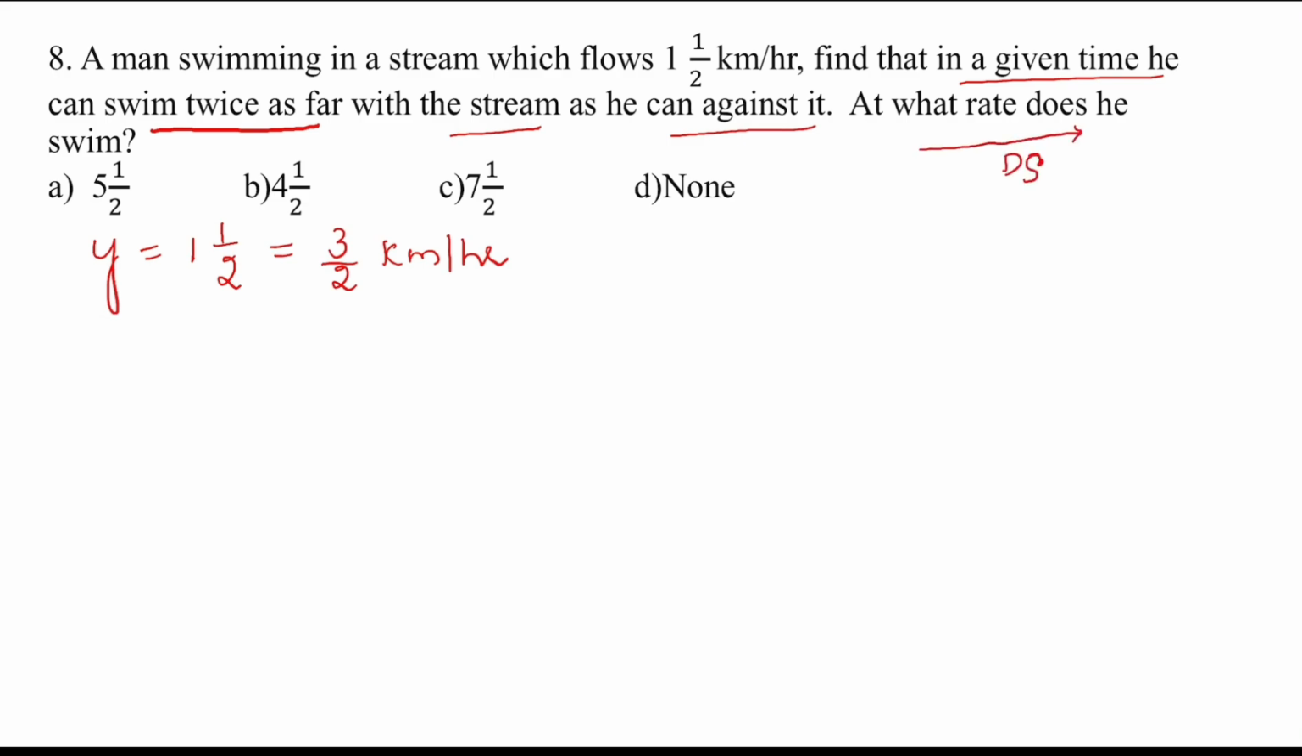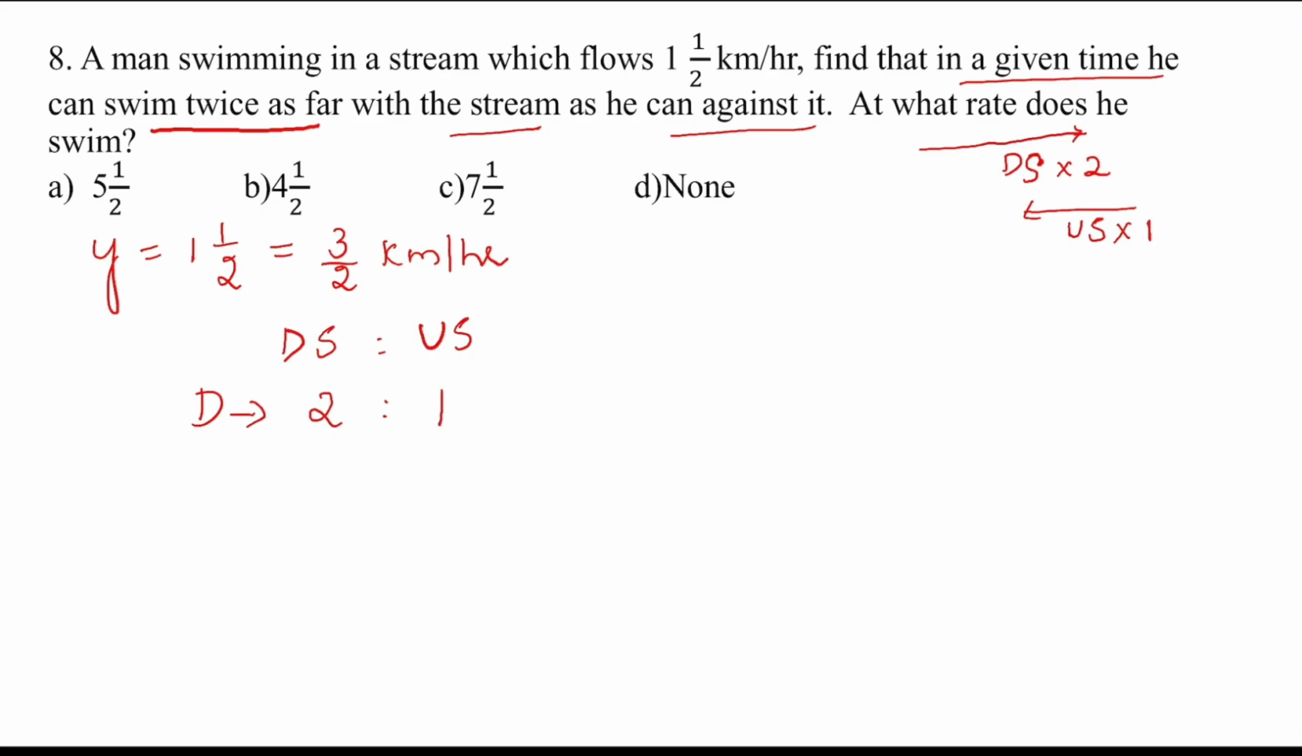Okay, downstream twice he can swim as he can go against it. If he is able to swim 1 kilometer upstream, then in that same time, downstream he is able to swim 2 kilometers. So from this we can establish the distance ratio of downstream to upstream. If upstream he can go 1 kilometer, downstream he can go twice that, means 2 kilometers, isn't it? So 2:1 is the distance ratio.